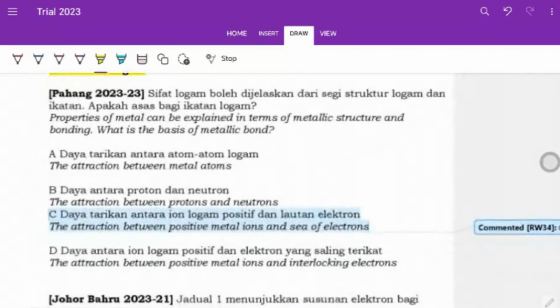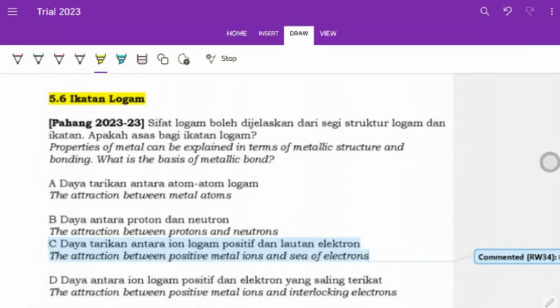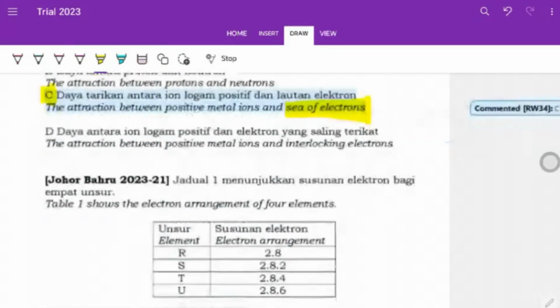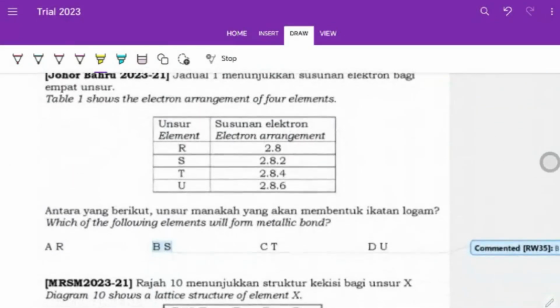Okay, next, I think last one already. The type of bond, metallic bond. Spelling, metallic, double L. If you write one L only, it's wrong. So the property of metal can be explained in terms of metallic structure and bonding. What is the basis of metallic bond? The attraction between the positive metal ions and the sea of electrons. Yes, this is the basis. Sea of electrons, remember? Later we will see other questions also.